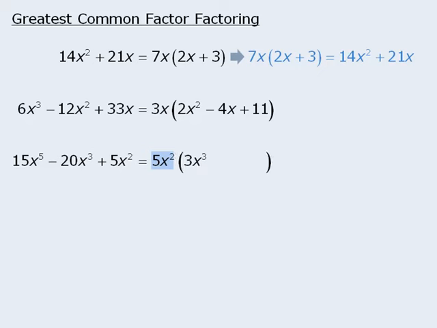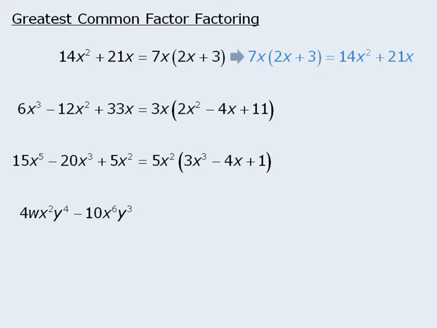So the first term must be 3x cubed, since 5x squared times 3x cubed is equal to 15x to the power of 5. The next term must be negative 4x, since 5x squared times negative 4x is equal to negative 20x cubed. And finally, the last term must be positive 1, since 5x squared times positive 1 is equal to positive 5x squared.